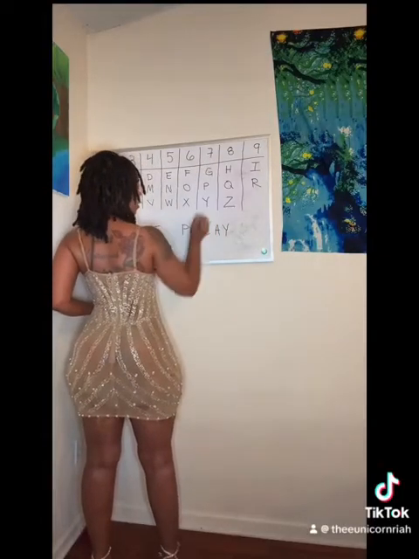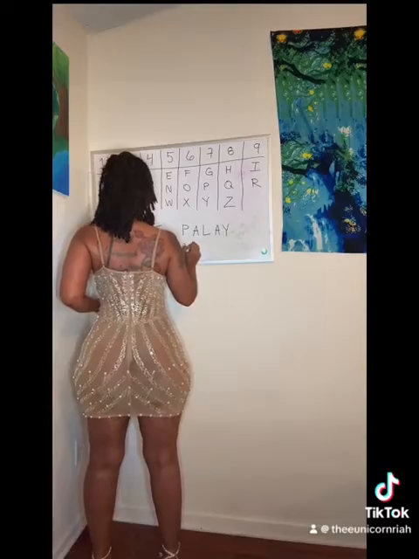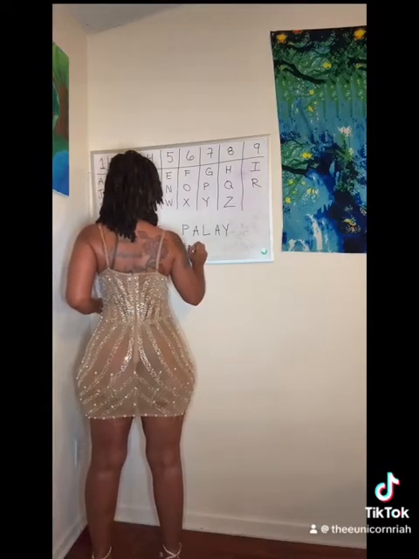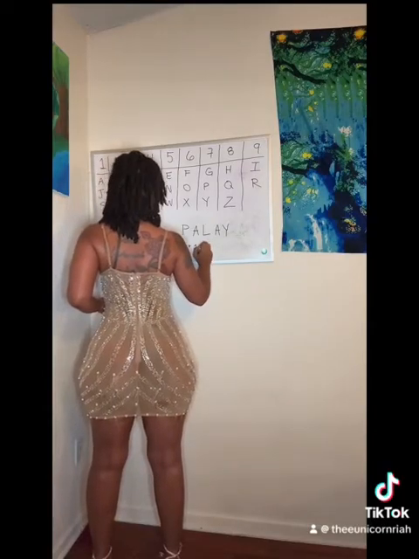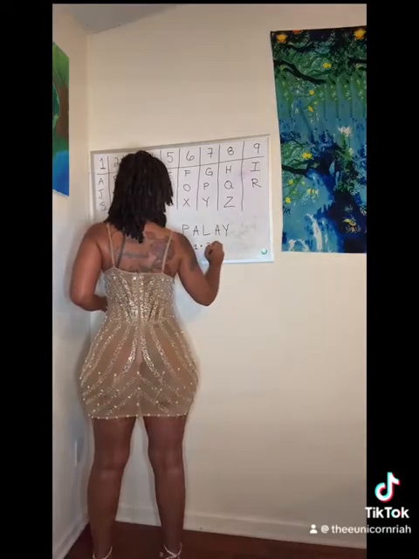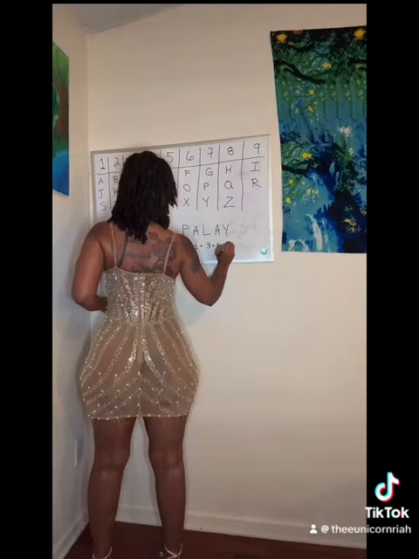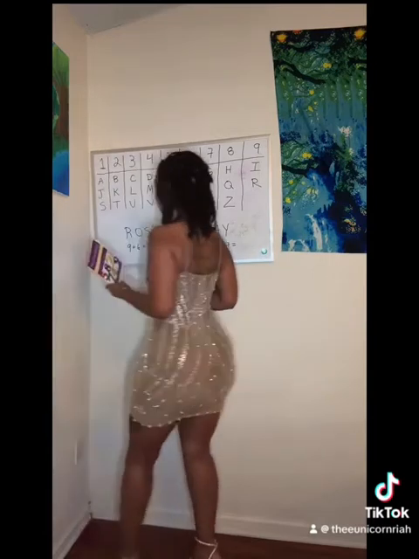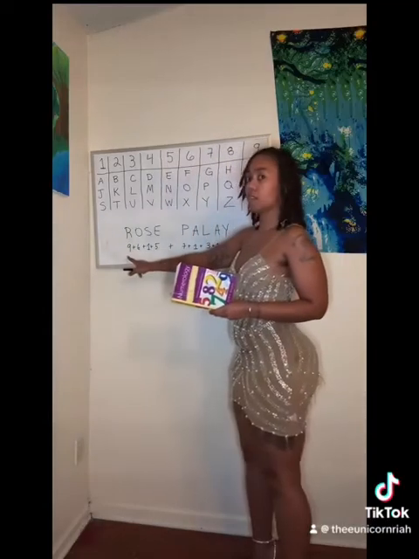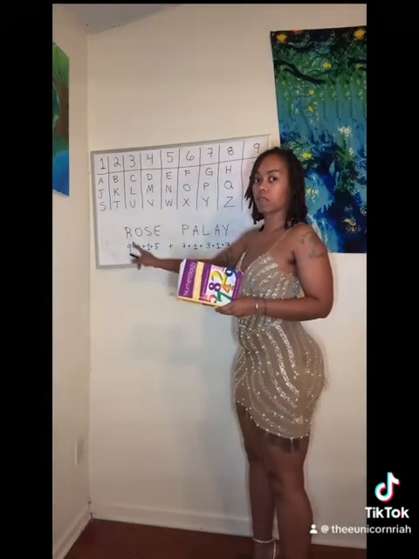So the P is under the 7. We've got another 1 for the A. The L is under the 3. Another 1 for an A. And a 7 for a Y. Okay? These are the vibrations of the letters in Rose's name.